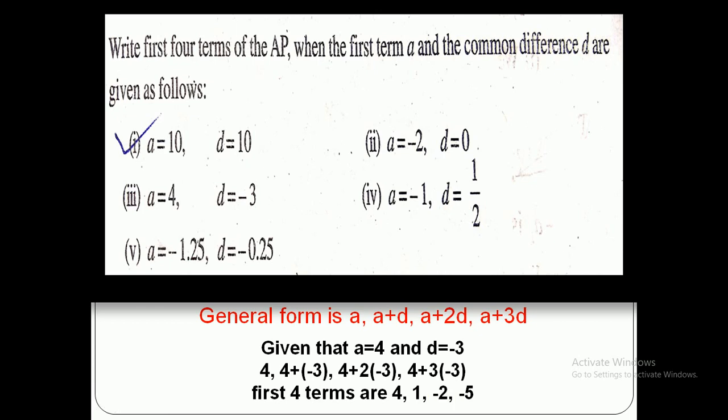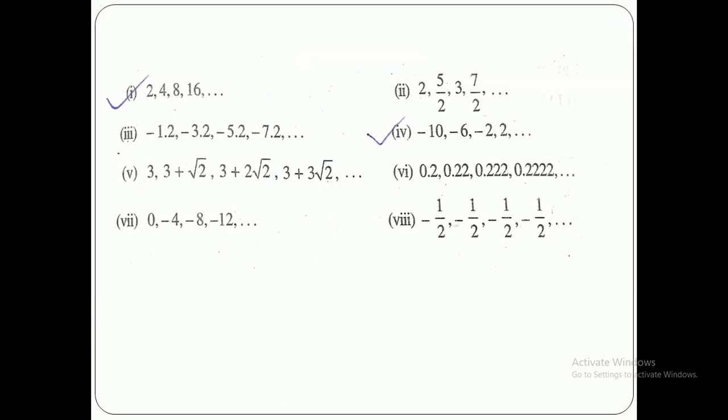And the last, fourth term, A plus 3D. So 4 plus 3 into minus 3, that is minus 9. So minus 9 plus 4 is equal to minus 5. So the first four terms are 4, 1, minus 2, minus 5. So got the idea, no? The remaining 4 problems you have to work out. So we will move on to the next type of problems.